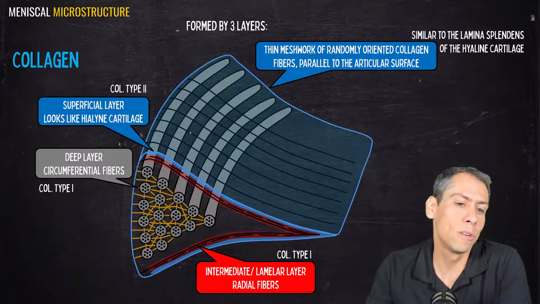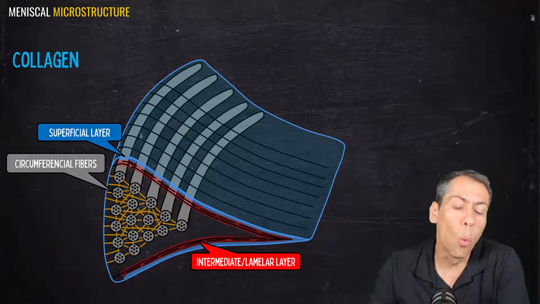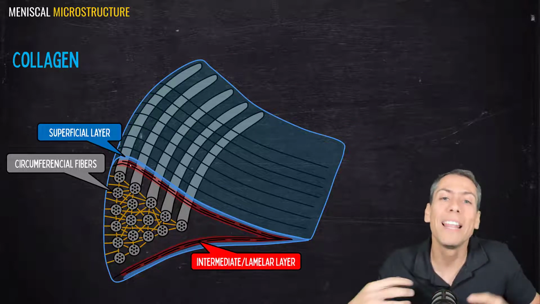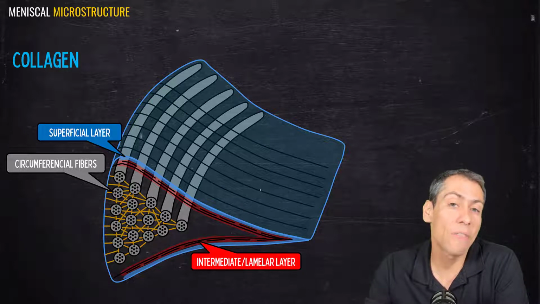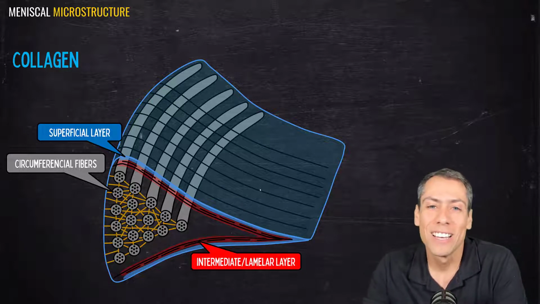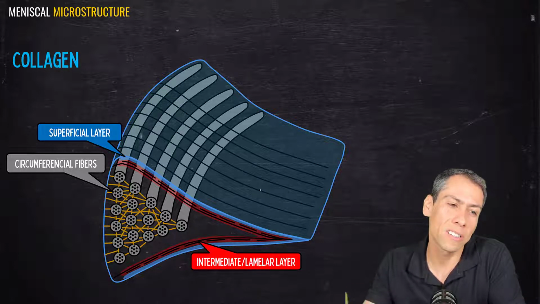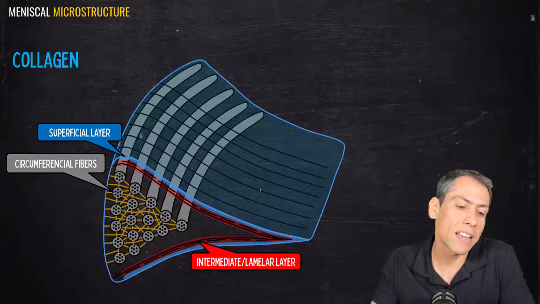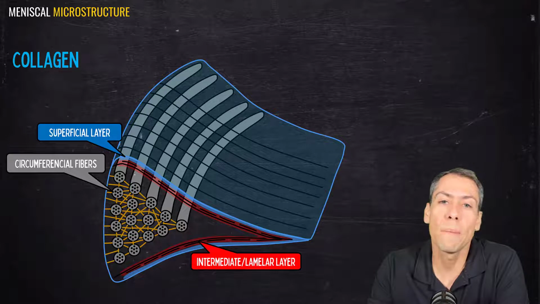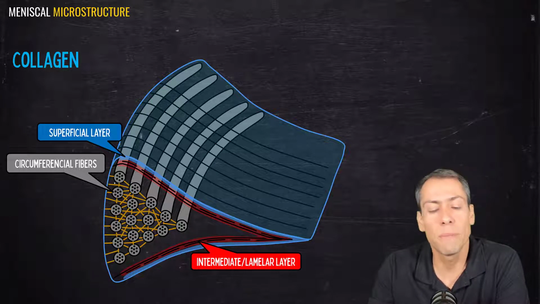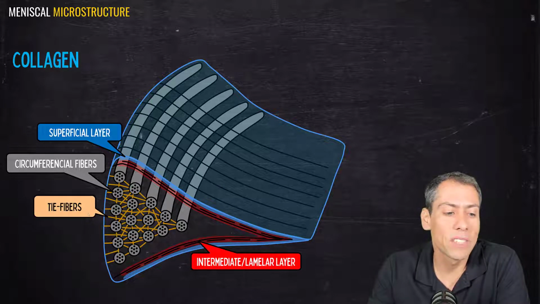Okay, so let's talk a little bit more. There are some blank areas here, and there are some structures that I haven't explained yet. So in this part, I'm going to explain these other structures, these other collagen fibers that are crucial for the circumferential fibers to work properly. So I want to talk now about the tie fibers.